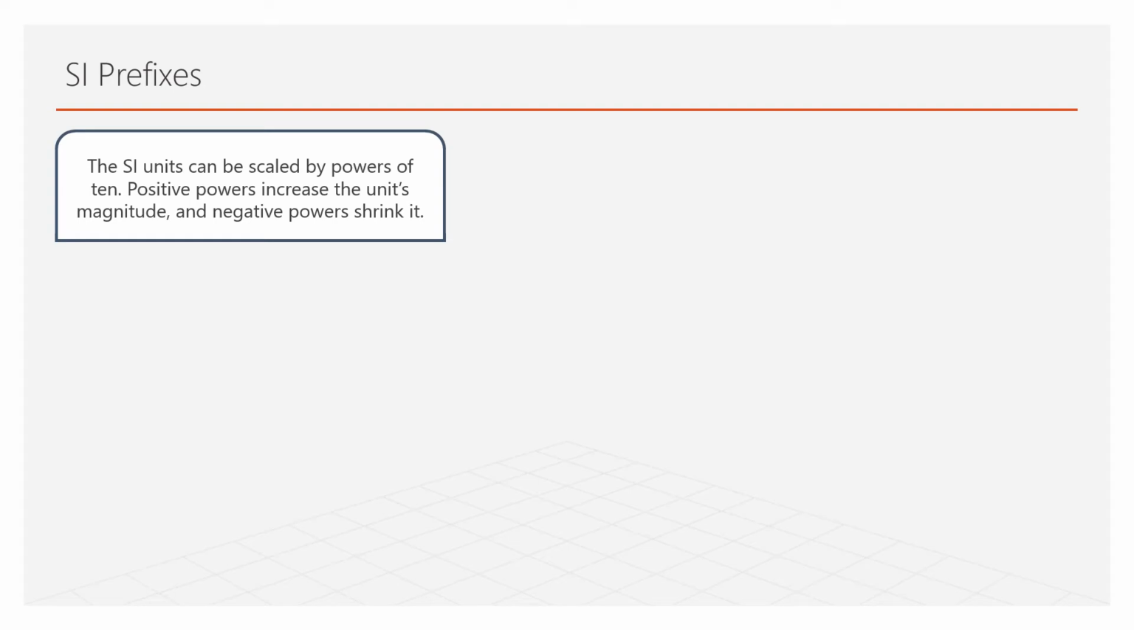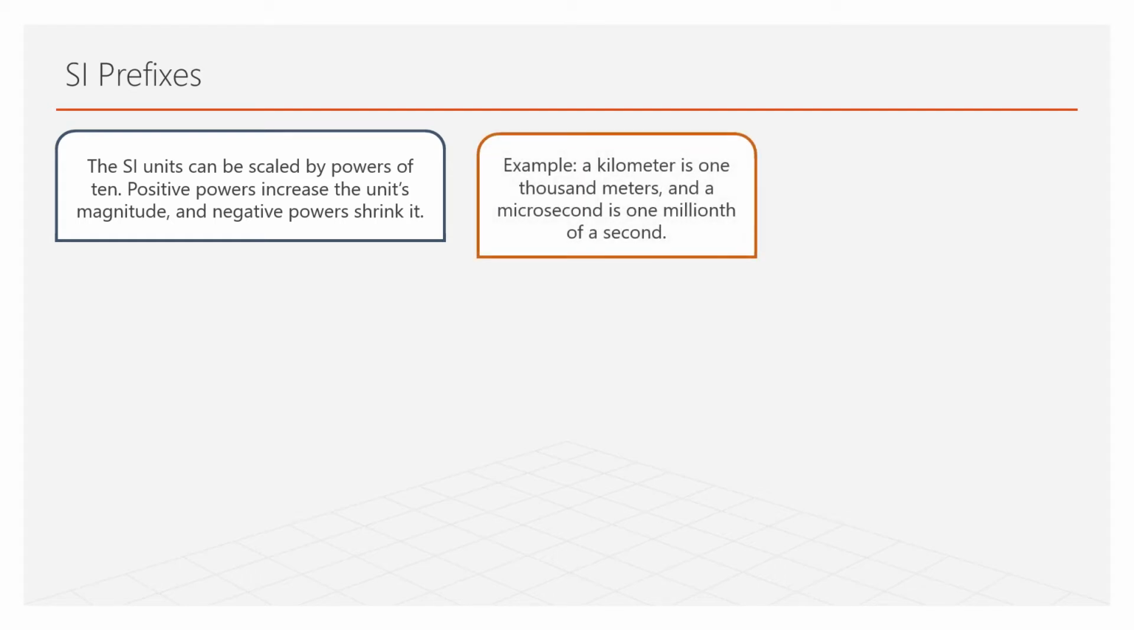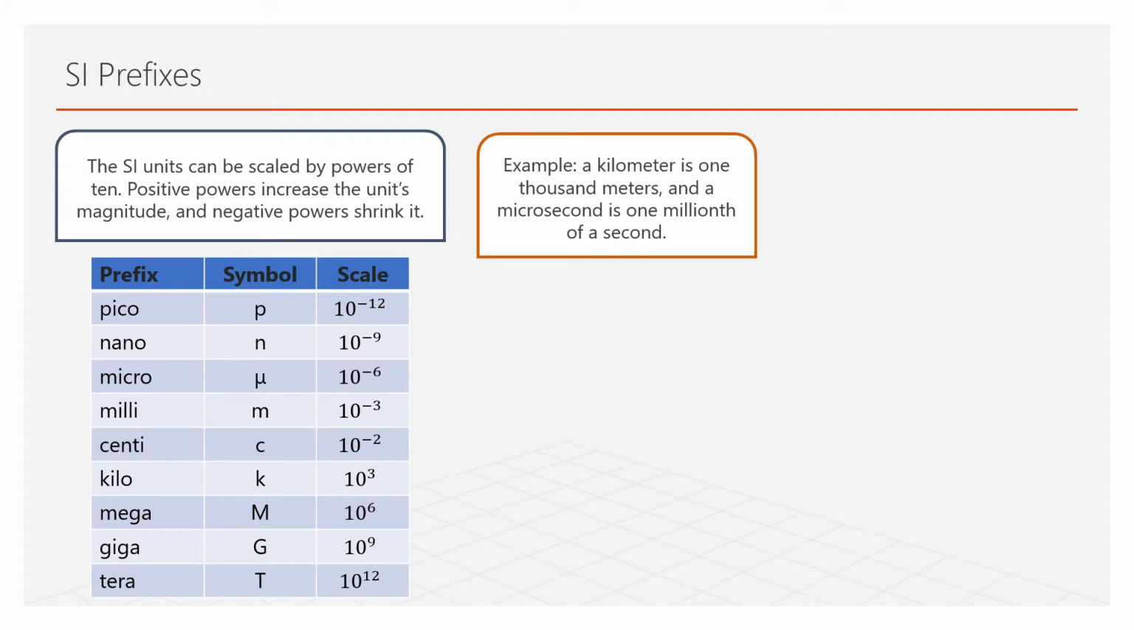Next are the SI prefixes. The SI units can be scaled by powers of 10. Positive scales increase the unit's magnitude, and negative scales shrink it. For example, a kilometer is 1,000 meters, and a microsecond is 1/1,000,000th of a second. Here is a table of the more commonly used SI prefixes. You should recognize some of them.